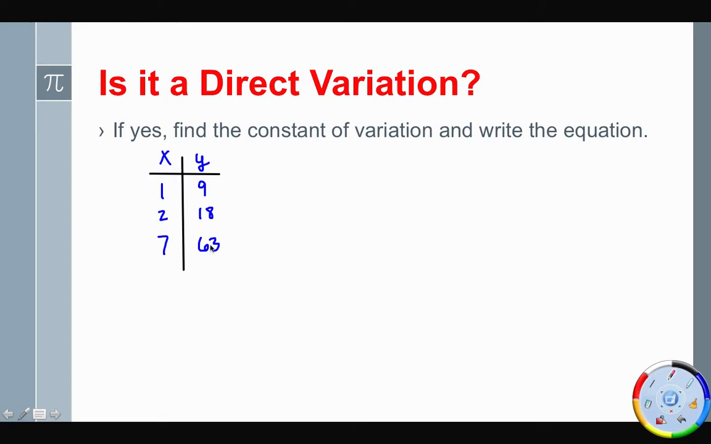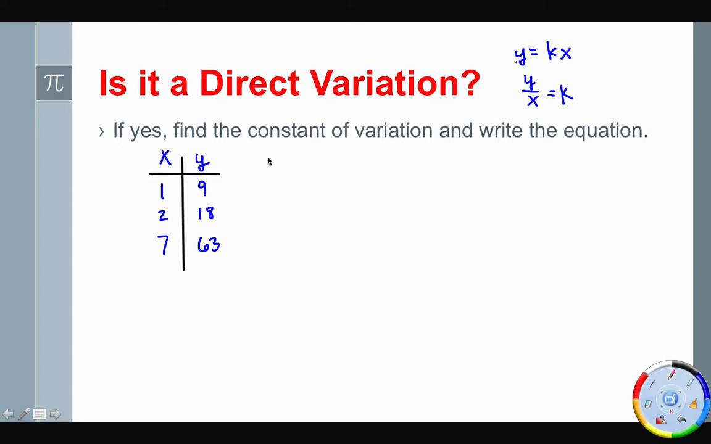in order to determine if this table is a direct variation, what we need to do is, let me backtrack a little bit here. If I look at the equation y equals k times x, since k is a constant value, I can solve for k by dividing both sides of the equation by x. And I could say k is equal to y over x. Well, that's important because if y divided by x is always the same number, then this is a direct variation.